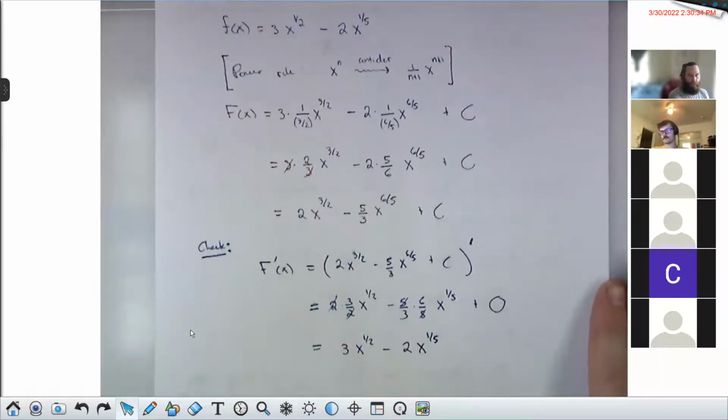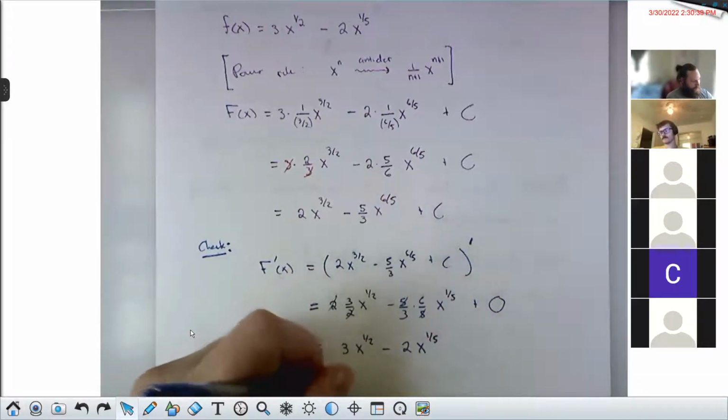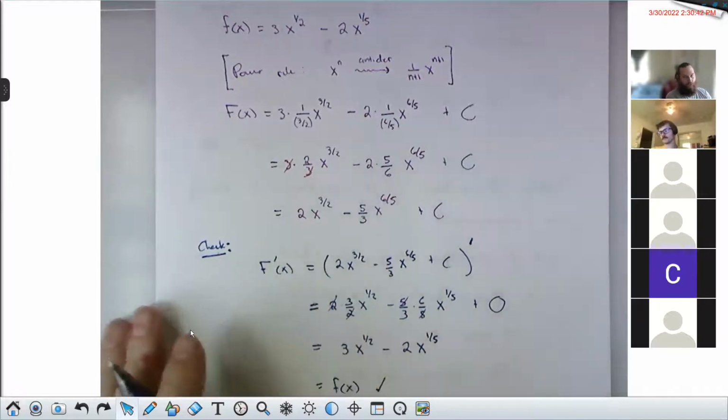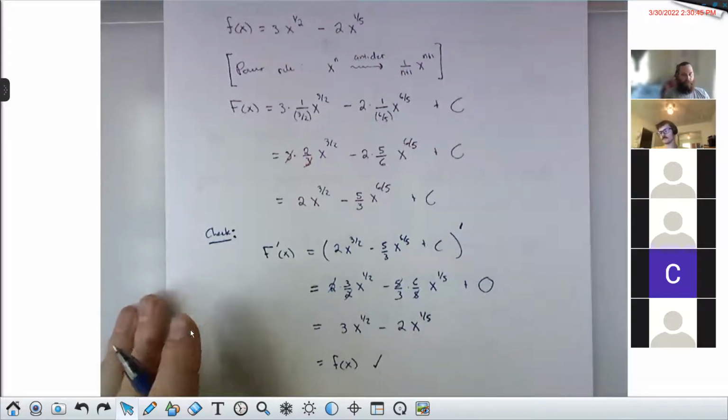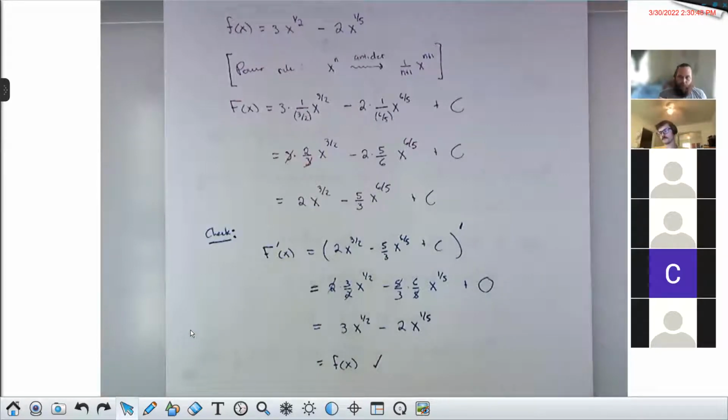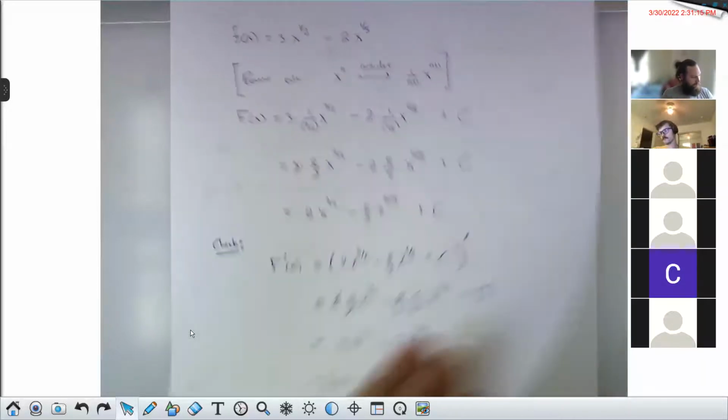And is that what we started with? Yes, it is. We can declare victory. And there's something reassuring about this, right? You can always check your work. The trick to this problem, of course, was rewriting the radicals as powers. And then once you have a straight up power of x, we know how to take an antiderivative of those. But these problems can be made more complicated if they're not given to you in that form. Let's try something like that.